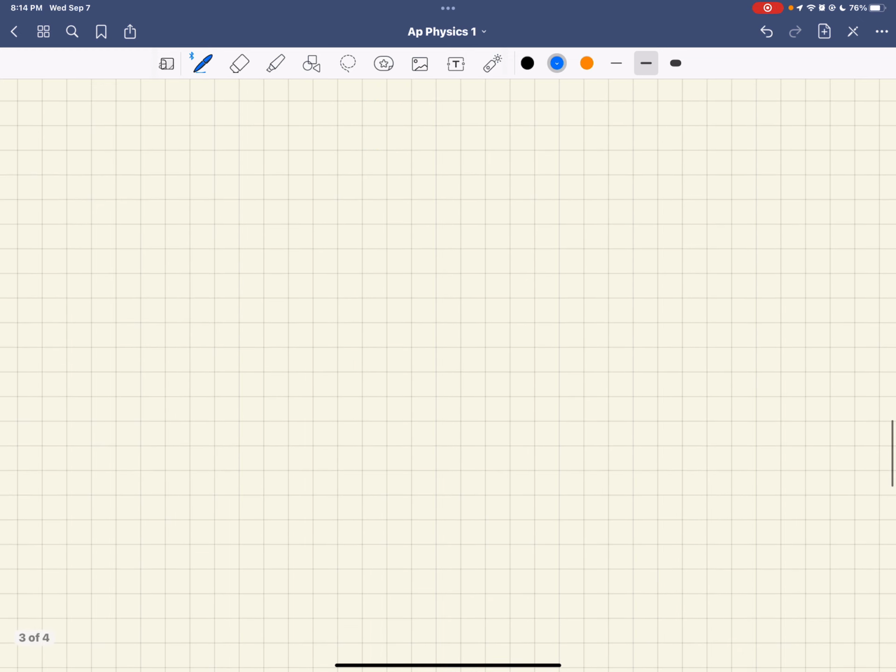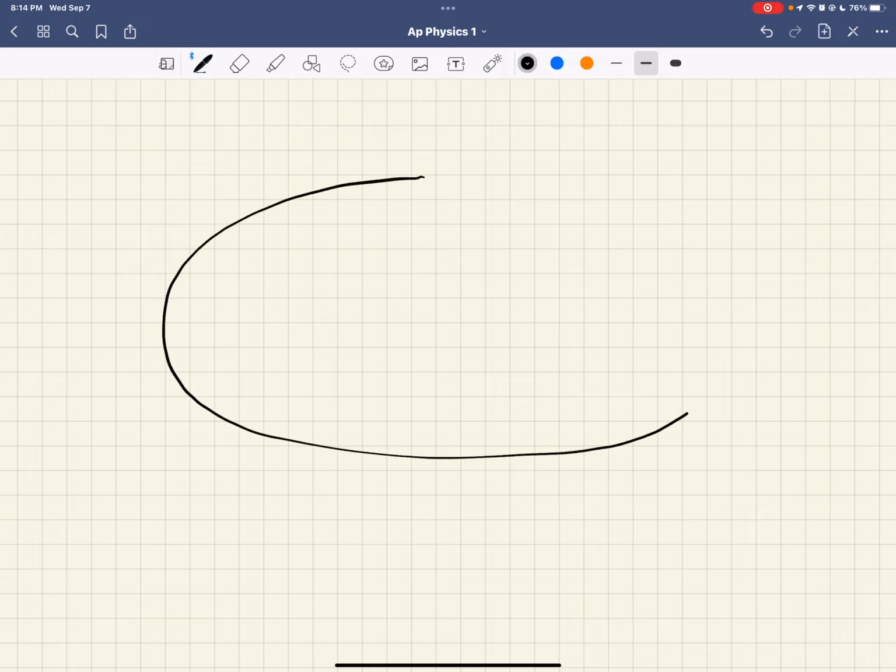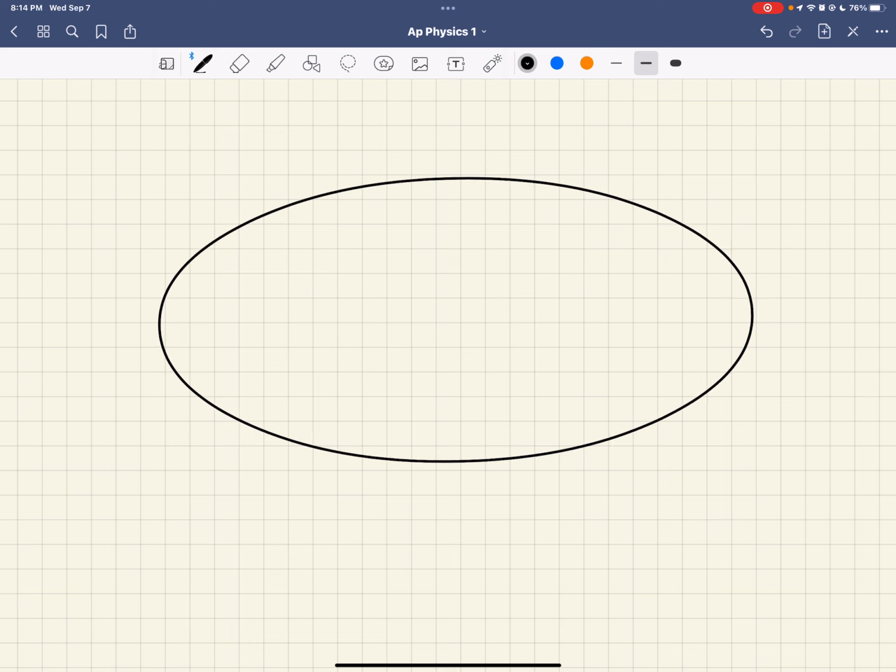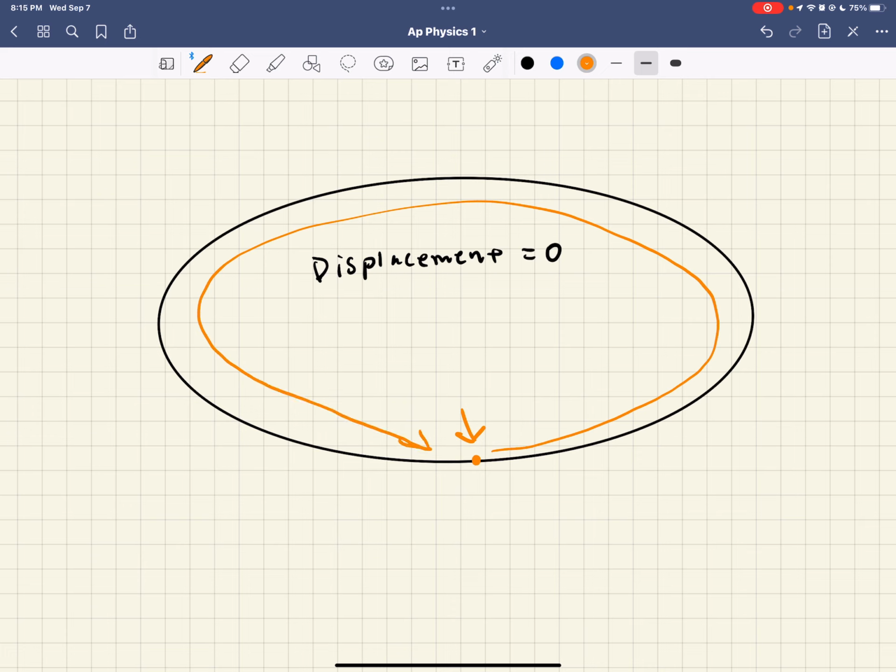Now, if I were to give you a question: a runner starts on a circular track at this point here, runs around the whole track, and ends up in the same place. What is the displacement? Well, displacement is equal to 0. That is because you actually haven't moved from your origin point at all. But your distance will be the whole track.